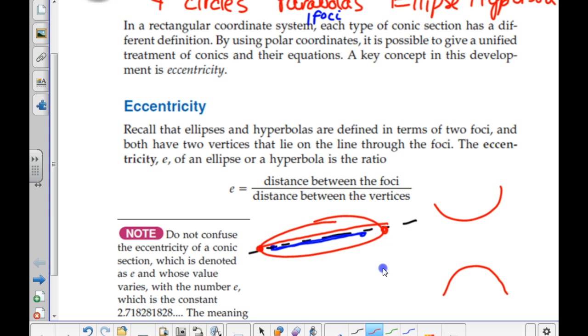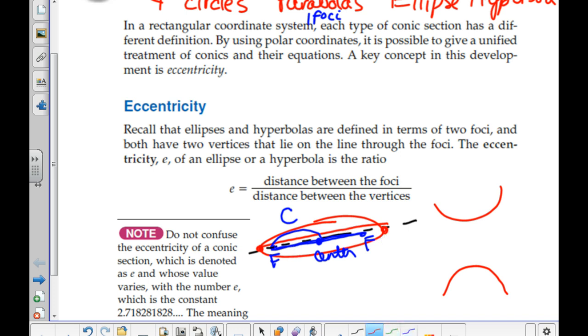Now, does anybody remember what we called those distances? What did we use to find the foci? How did we find the foci of an ellipse? C squared equals, right? So from the center out to the foci, that distance was C. Do you remember that? Okay. So the total distance from one foci to the other would be 2C. Everybody okay? Whether that was at the origin or somewhere else, that distance was C.